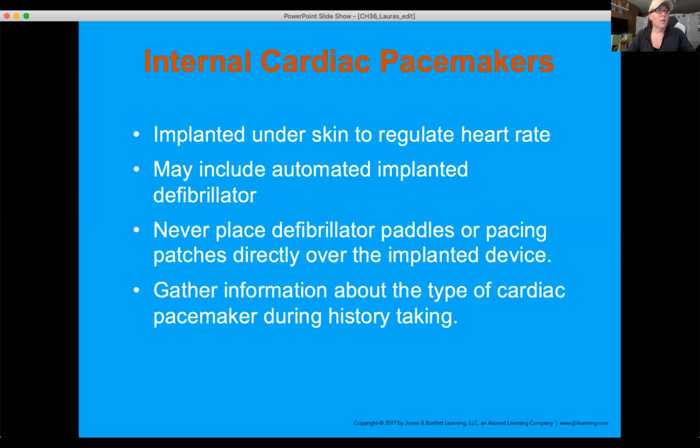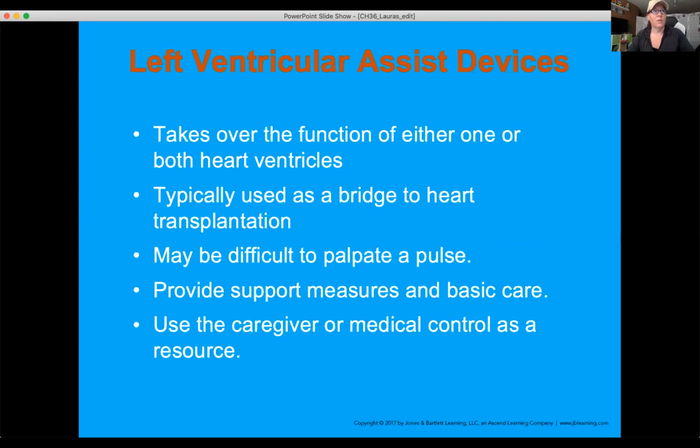Internal pacemakers, I'm not going to get into a whole lot because we talked about it with chapter 13, and you've also talked about it in your CPR classes, hopefully. With the internal or cardiac pacemakers, like a deck of cards under the skin, sometimes they're smaller. The biggest thing is do not put the AED pads over the top of the pacemaker, right?